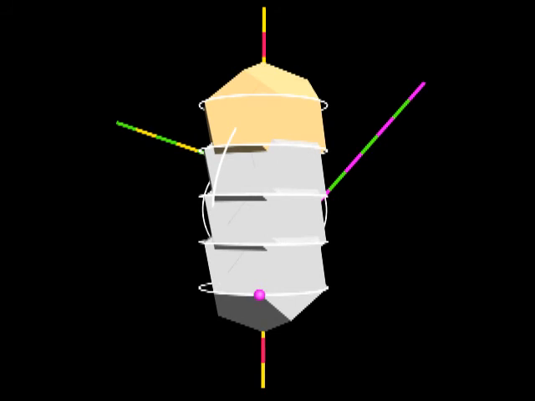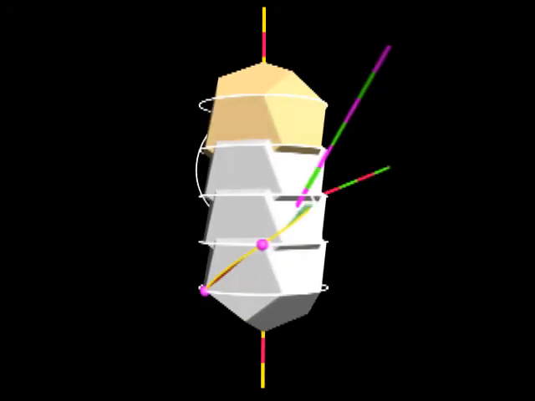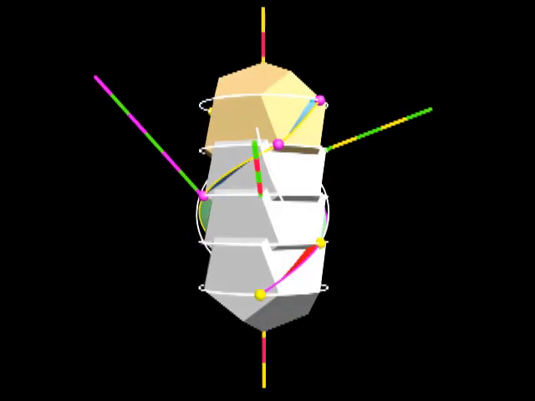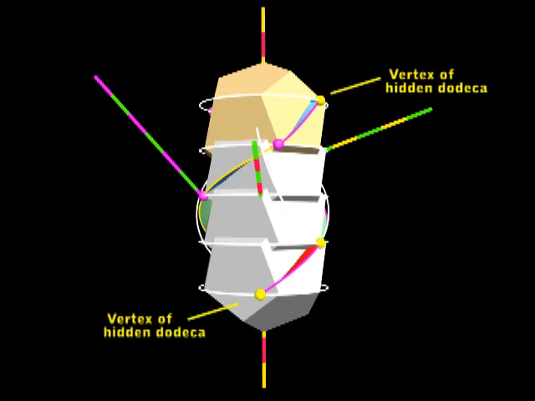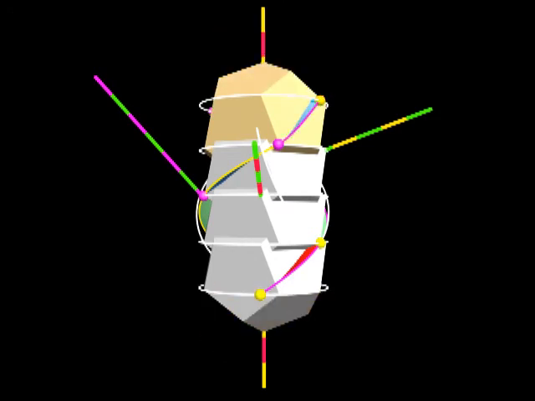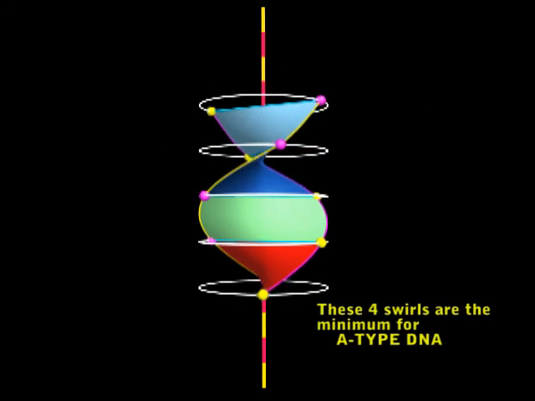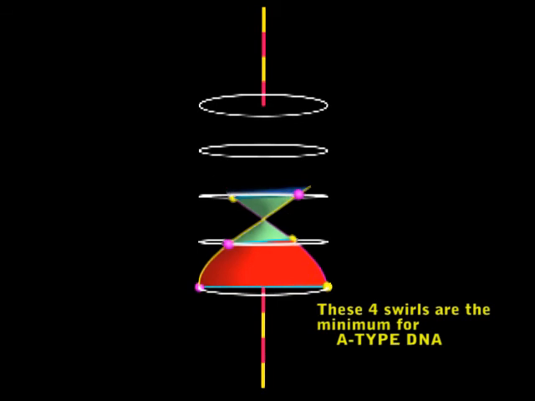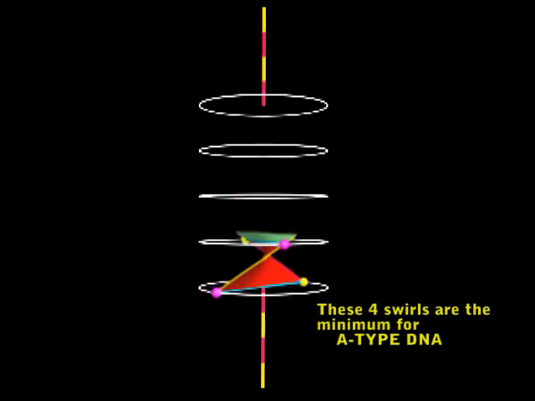First of all, let's have a look at the swirls going around the dodecas and picking up the vertices as it goes around. The bottom ball and the top ball haven't got a vertex because the dodecas are not shown. Okay, I'm going to take away the dodecas now and you can see the swirls as they move down. I think we now have the correct angles for the swirls for A-type DNA.